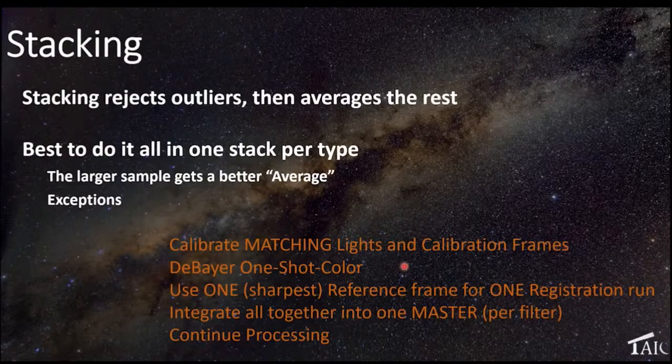So the important thing to do when you're stacking is to calibrate your lights with matching calibration frames. Always match your calibration frames to your lights. Debayer the one-shot color and use your sharpest reference frame for one registration run if you can. Integrate them all together into one master per filter. Okay, if it's a one-shot color, obviously it's just one master. If it's LRGB, HA, O3, whatever, then you'll need a stack for each of the different filters. And then you continue your processing. So always use one stack if you can get away with it.